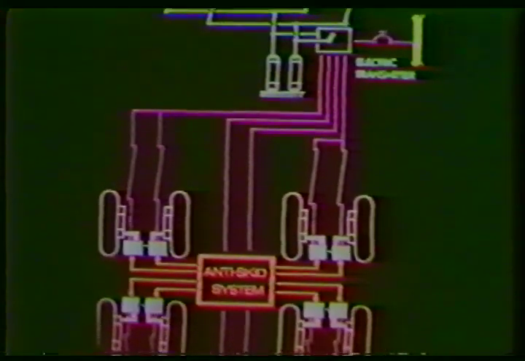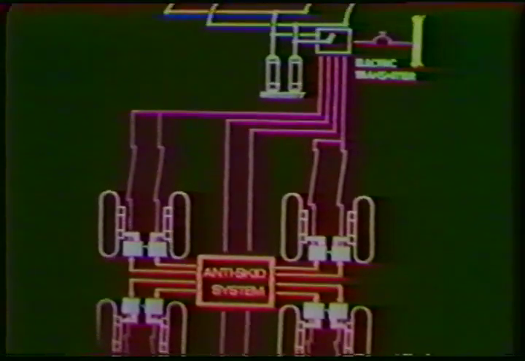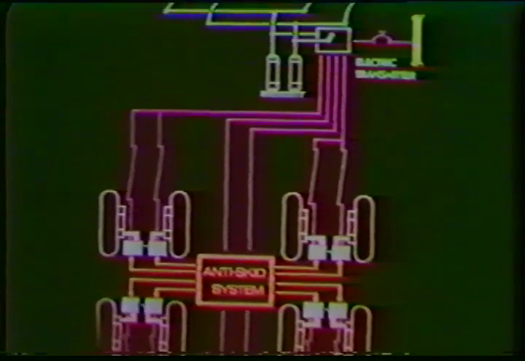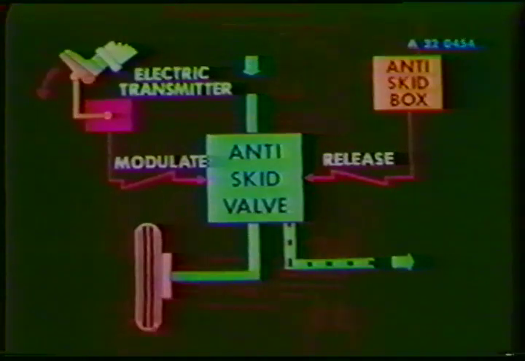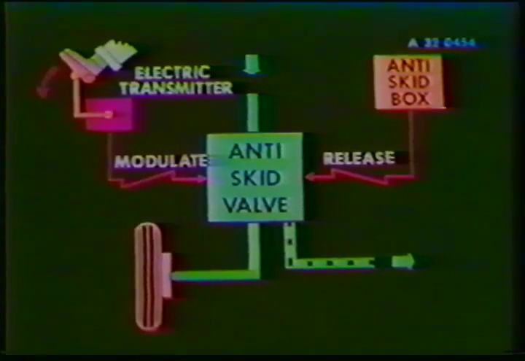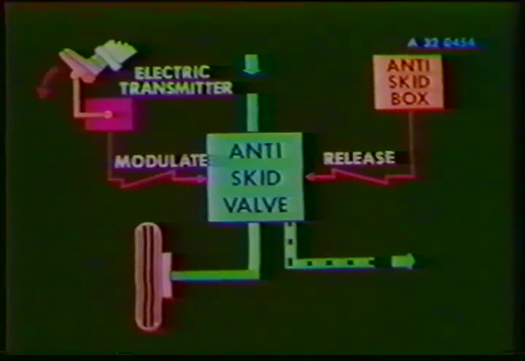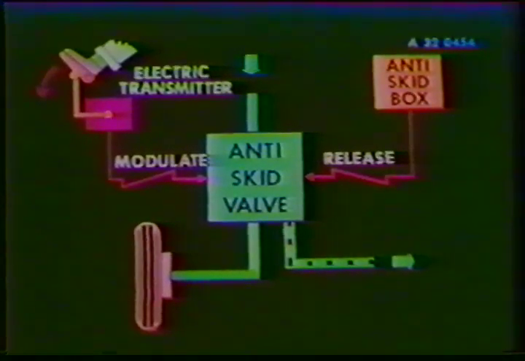Each anti-skid valve also receives a signal from the anti-skid system box, which means that each individual anti-skid valve receives 2 independent electrical signals. The anti-skid valve modulates the brake pressure proportional to brake pedal position. If a wheel tends to skid, the anti-skid control box will send a counteracting signal to the valve on the skidding wheel to release the brake.